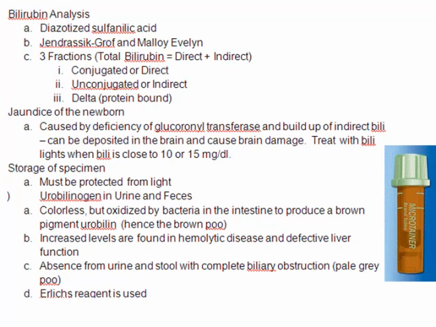We also test for urobilinogen in the urine and feces, which are colorless but oxidized by bacteria and usually produce the brown poo. So those can be of importance as well. Increased levels are found in hemolytic disease or defective liver function if you've got a lot of urobilinogen. And absence from the urine or stool can mean biliary obstruction. For the urobilinogen, Ehrlich's reagent is used, and I'm sure you guys talked about this or reviewed it when you did your urinalysis review with Elizabeth last week.